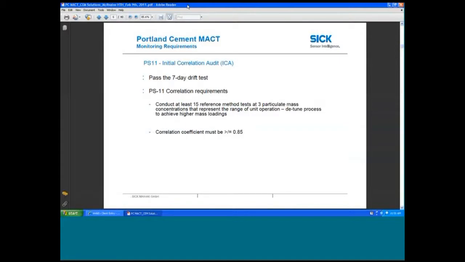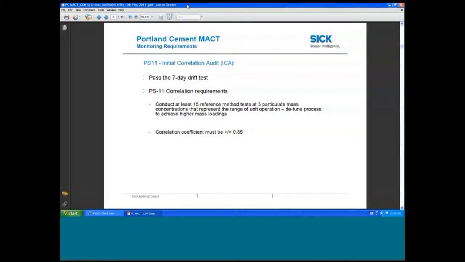PS11 in particular has some specific requirements in terms of correlation and ongoing checks of the device itself. And we start with the initial correlation on it, or what's widely known as ICA. And there's two main requirements. First, the unit must pass a 7-day drift, which means it must pass zero and span checks over a 7 or 8 day period without interference or maintenance.